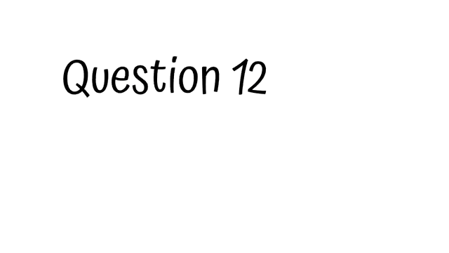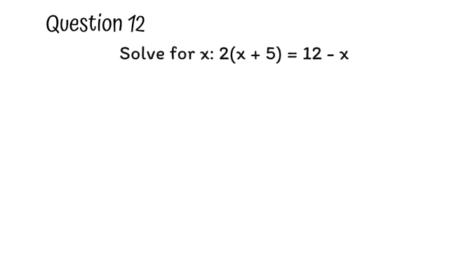Question 12. Solve for x when 2 of x plus 5 is equal to 12 minus x. This is an equation, and we need to find the value of x that satisfies the equation. By order of operation, 2 of x plus 5 needs to be expanded. And to do that, 2 has to multiply each term in the parenthesis.